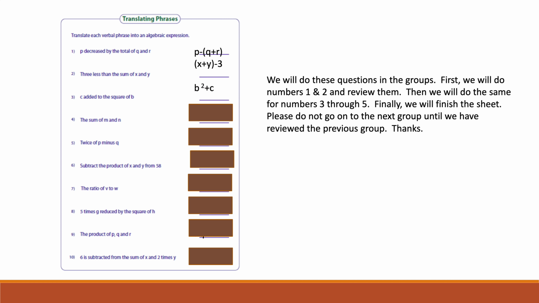Okay, c added to the square of b. I think that's pretty self-explanatory, b squared plus c. The sum of m and n, sum means add, m plus n. And then twice p minus q. Twice p minus q is 2p minus q.